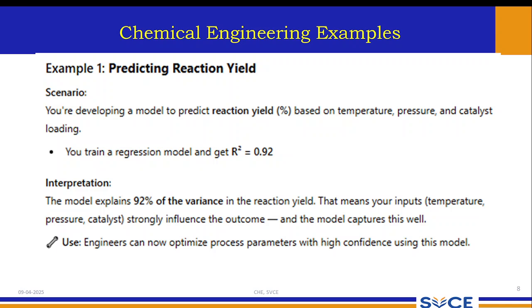The model explains 92% of the variance in the reaction yield. That means your inputs strongly influence the outcome. Okay, that means it's correlated, and the model captures this well. So engineers can now optimize the process parameters with high confidence using this model.